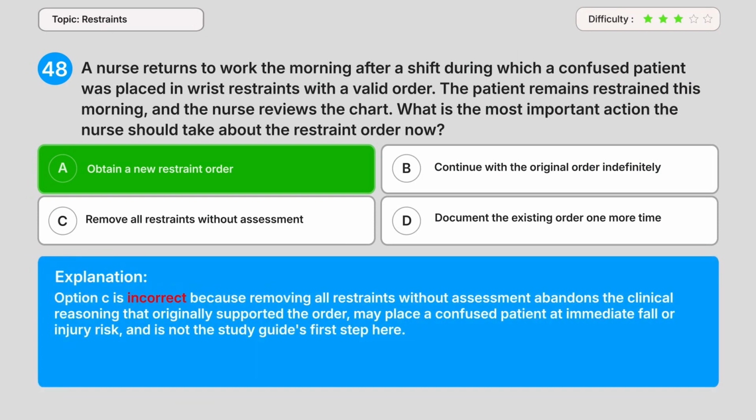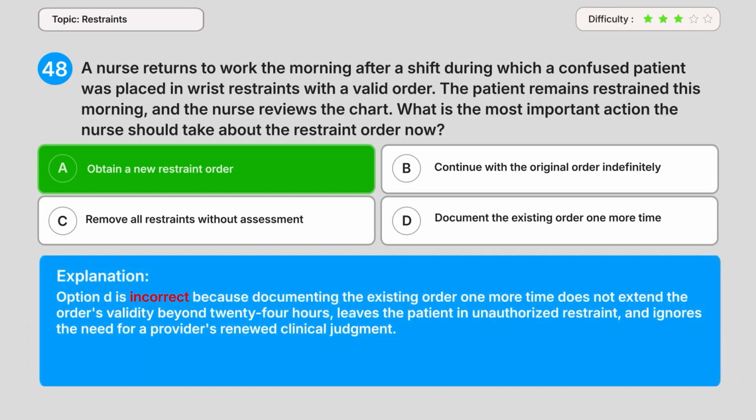Option C is incorrect because removing all restraints without assessment abandons the clinical reasoning that originally supported the order, may place a confused patient at immediate fall or injury risk, and is not the study guide's first step here. Option D is incorrect because documenting the existing order one more time does not extend the order's validity beyond 24 hours, leaves the patient in unauthorized restraint, and ignores the need for a provider's renewed clinical judgment.